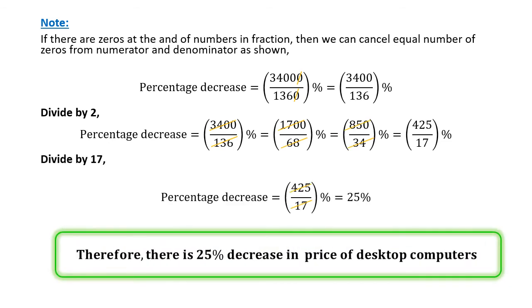If there are zeros at the end of numbers in a fraction, then we can cancel an equal number of zeros from the numerator and denominator as shown. After further simplification of the fraction, we have 25%. Therefore, there is a 25% decrease in price of the desktop computer.